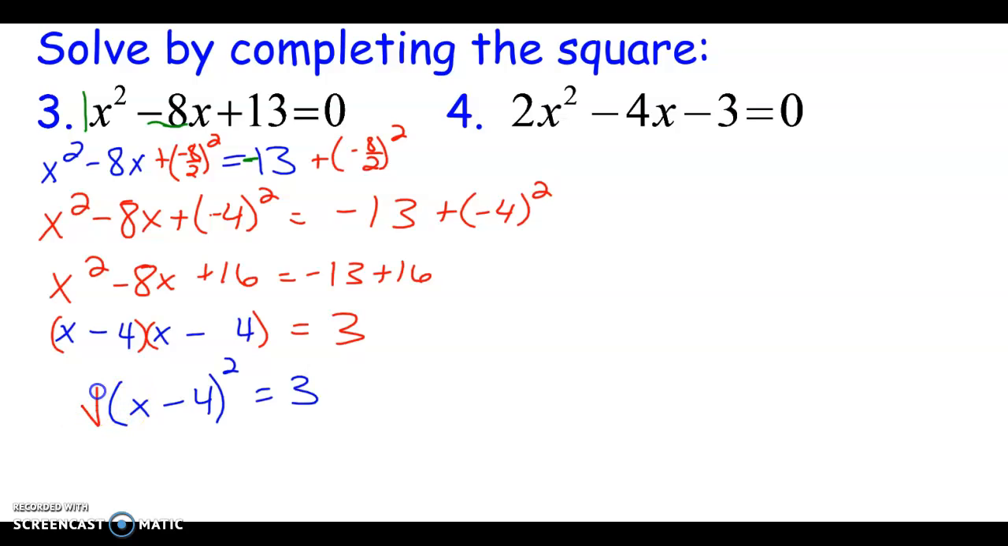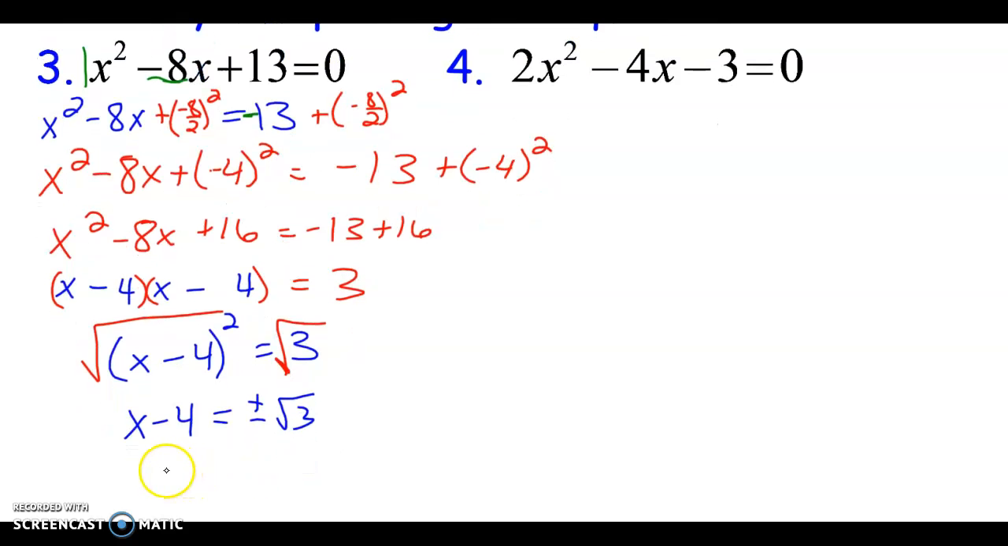To finish this up, we want to take the square root of both sides. Remember, in an equation, when you take the square root of both sides, you're going to get plus or minus. So then your final answer would be x equals, if I move the 4 over, 4 plus or minus the square root of 3. Okay, so that was the longer way to do it.